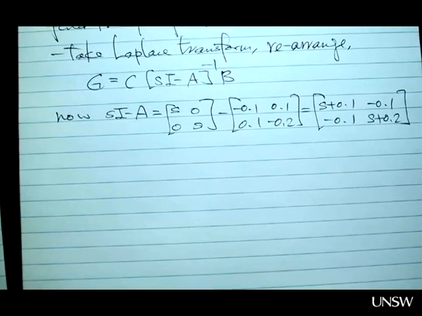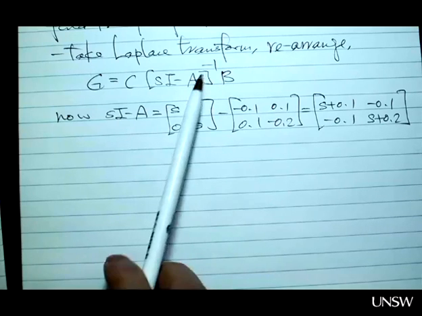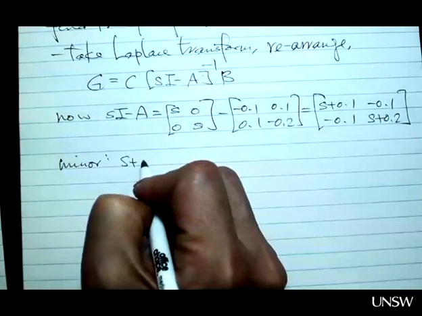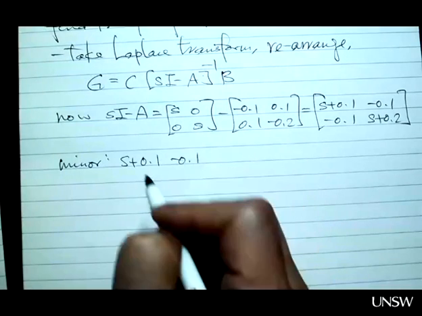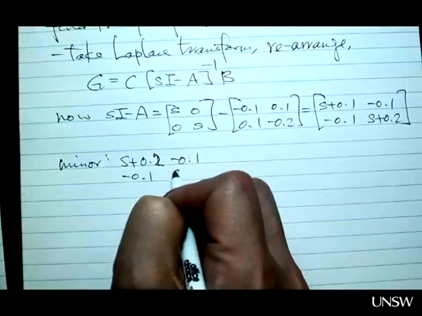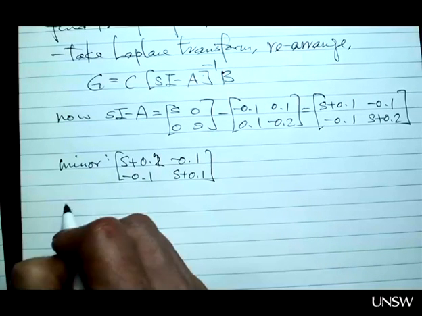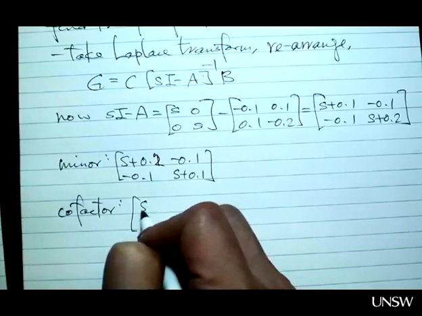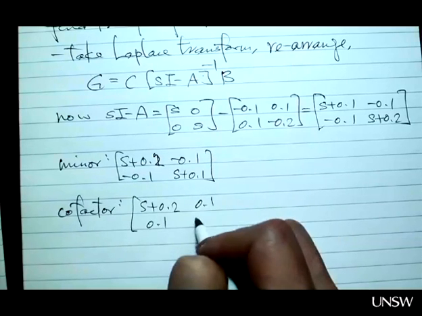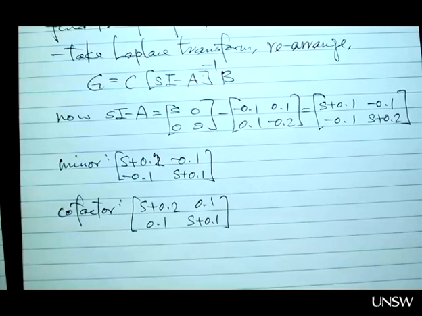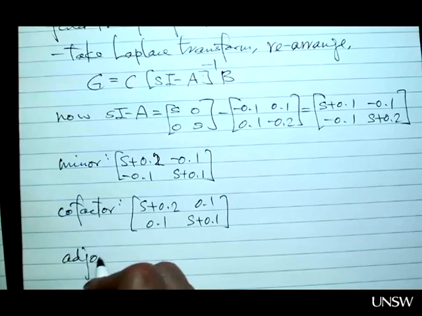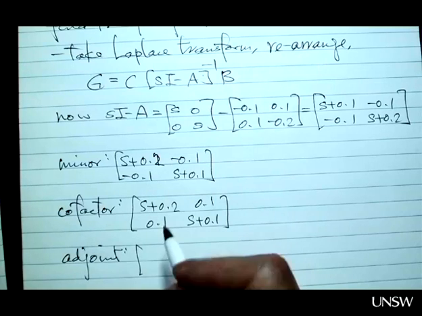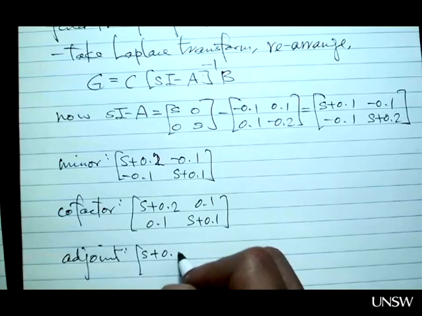then we proceed to calculate the inversion. So first of all, we find the minor matrix. So it is s plus 0.1 upon 2. And then we also find the cofactor matrix. And the adjoint matrix, which is the transpose of the cofactor. Okay, and then coincidentally, it is the same.